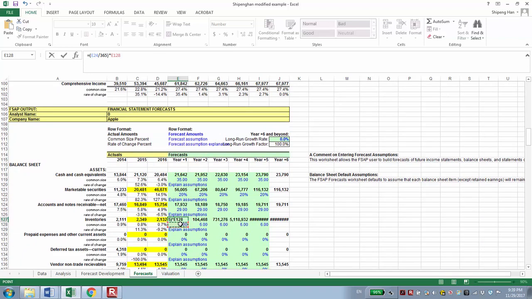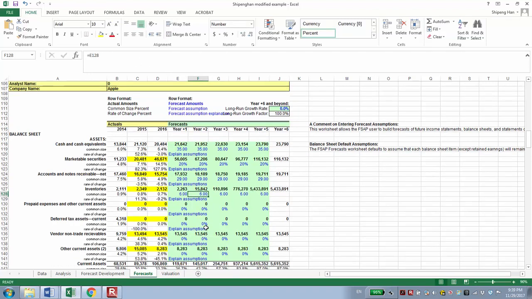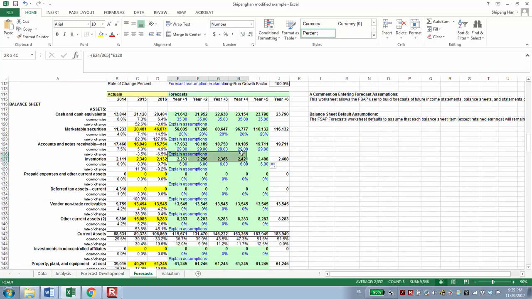But here is one issue, because cost of goods sold is a negative number, right? Because cost of goods sold is an expense. So we should use a negative sign to change the sign, because inventory is now negative. So just click enter, right? So we have the balance for inventory. Then don't forget to drag, okay, otherwise you have mistakes. Okay, so that's the inventory balance for Apple.